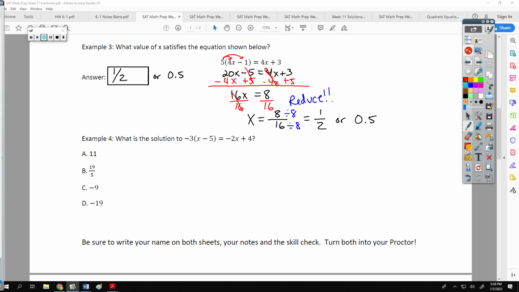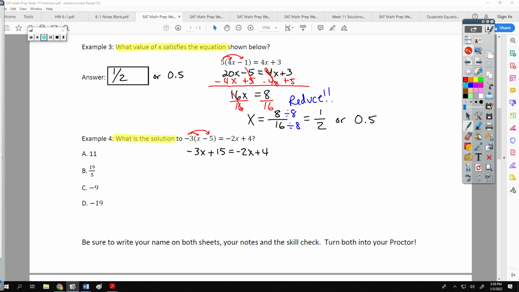Finally, on example 4, it says, what is the solution? Again, it's always key that when you have your answer, you need to go back and make sure you have answered the question that's being asked. Okay? So, in example 4, we would start off by distributing the negative 3. Negative 3 times x, negative 3 times negative 5 would give us negative 3x plus 15 equals negative 2x plus 4. Same deal as before.